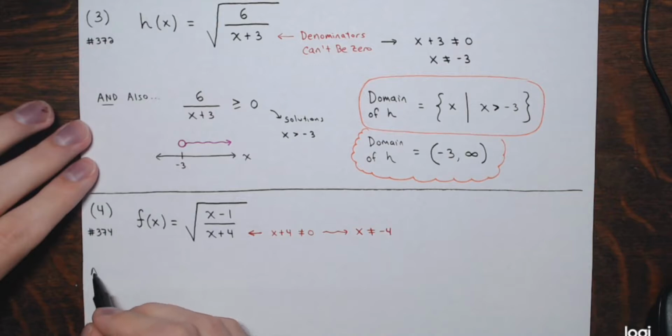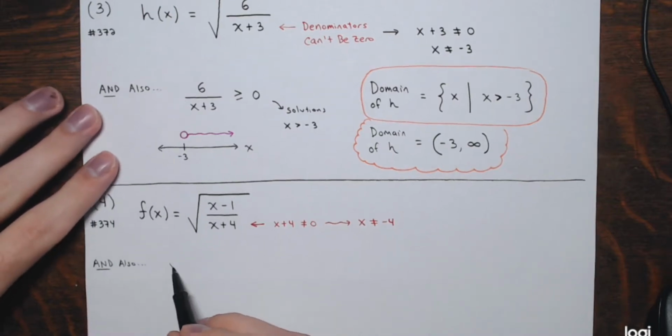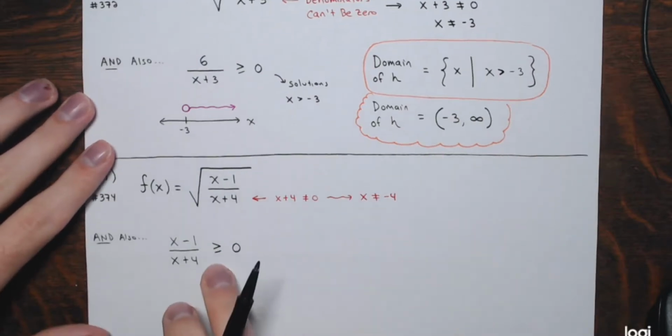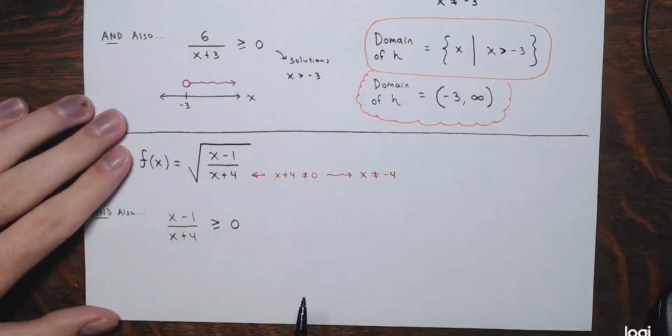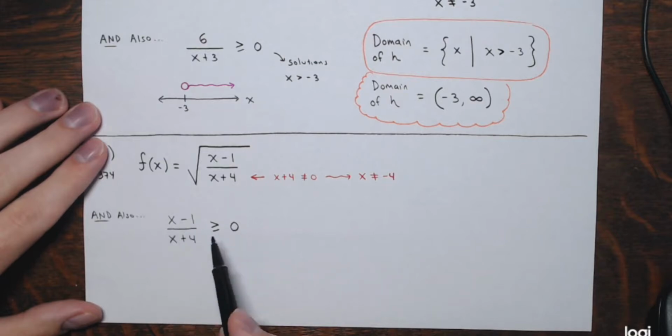And also the radicand, this expression underneath the even root, the square root here, x minus 1 divided by x plus 4, has to be non-negative. It has to be greater than or equal to 0. And we're solving this inequality. Just like in the previous one, this is another one of those rational inequalities where I have a fraction on one side, 0 on the other, and I'll just start drawing a number line down here.